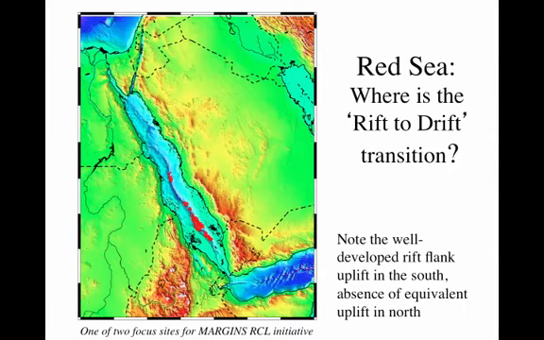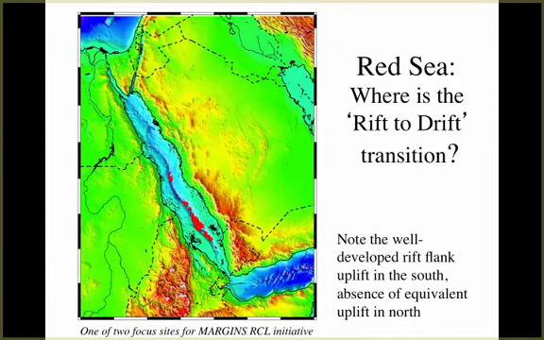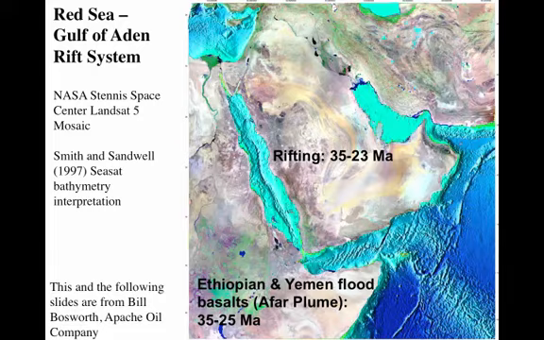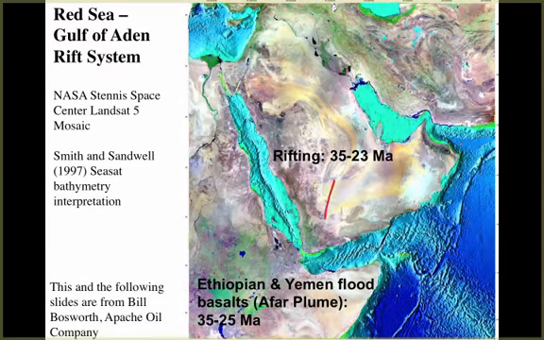If we look more closely at the Red Sea, where do we see this rift to drift transition? In this diagram, just notice the well-developed rift flank uplift in the south, and that's absent in the north. Stepping back, we can see the broader system of the Arabian Plate and the African Plate, with the Red Sea and the Gulf of Aden separating the two.